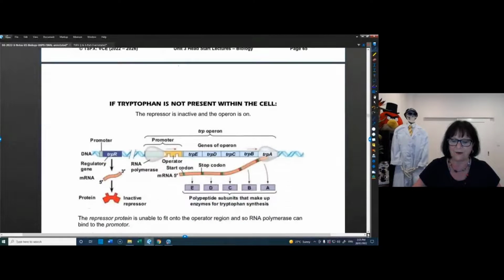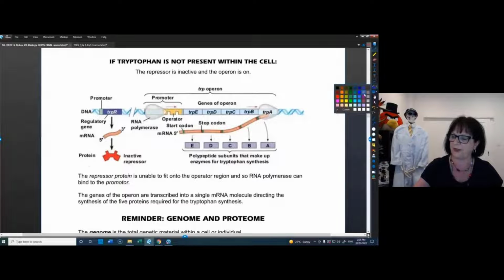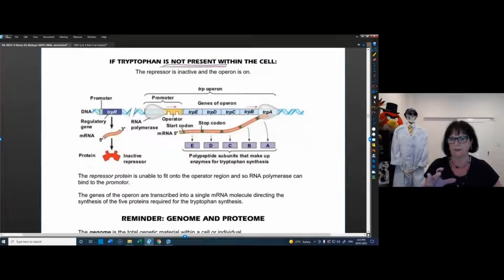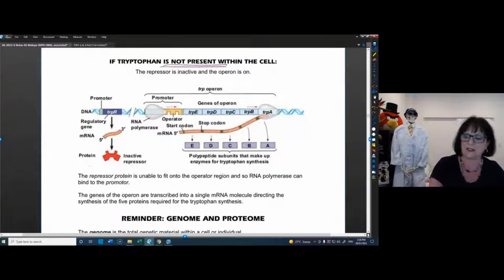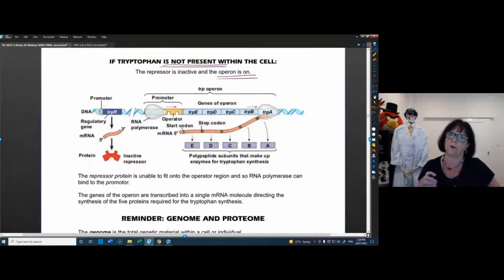Okay, so the next scenario. What if there's no tryptophan? If there's no tryptophan in the environment, that means there's no tryptophan in the bacteria cell. So the bacteria has to make its own tryptophan. To do that, it needs those 5 enzymes. It needs the 5 genes transcribed and translated to make the 5 enzymes. So this is when we want the operon to be turned on. We don't want the repressor protein blocking it.